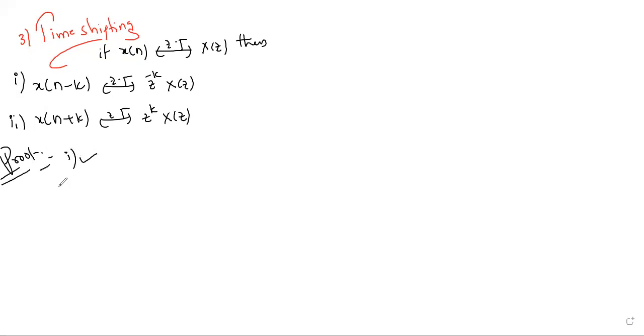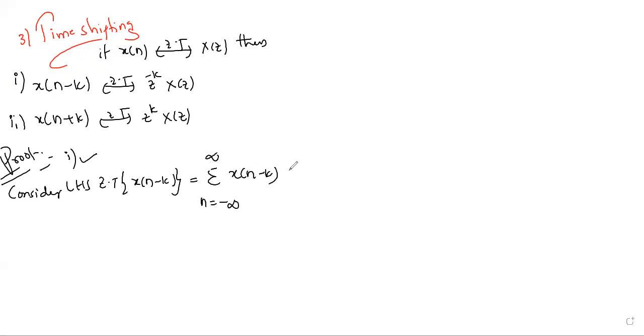First one we are going to prove now. Consider LHS. What is the LHS, the left hand side? Z transform of x of n minus k. In the proof, what we have to take? The signal x of n minus k is our input now. Input multiplied with the kernel form.